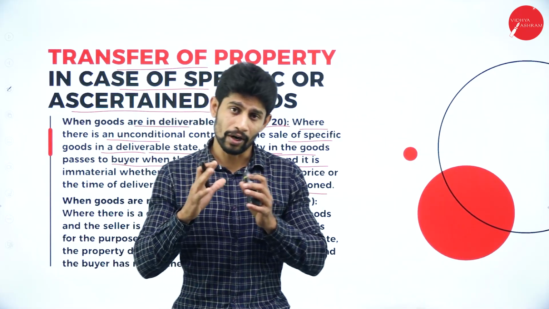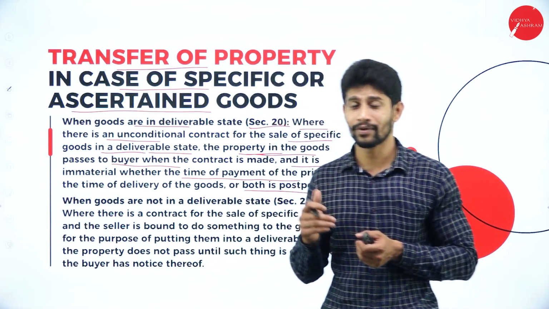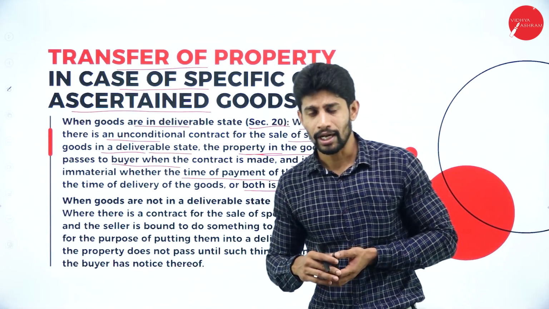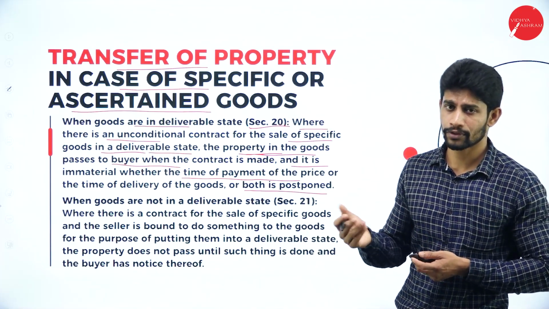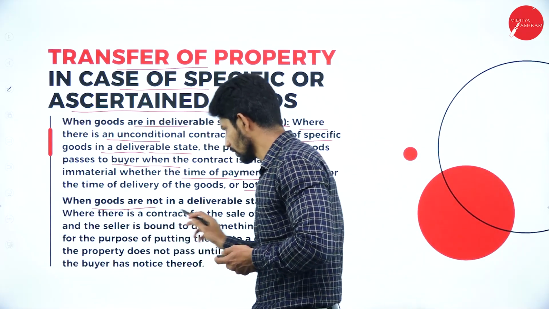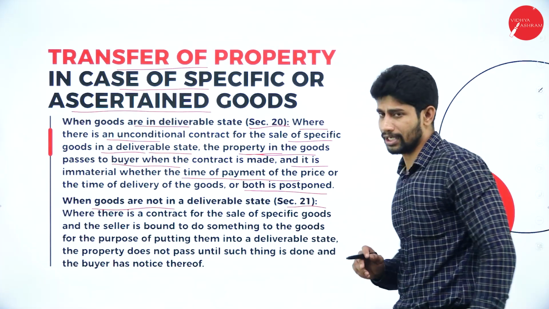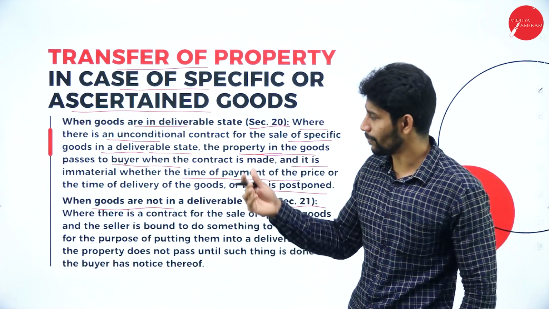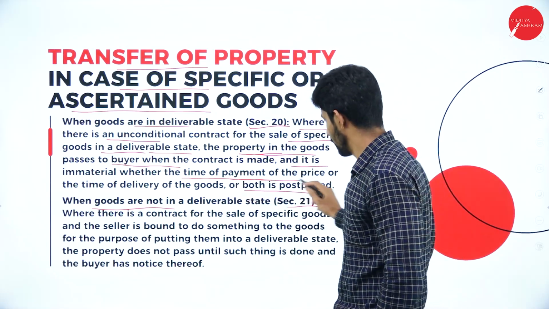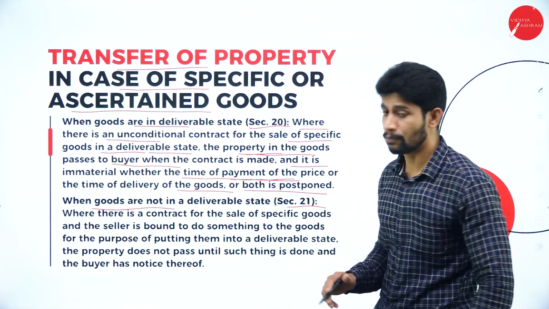Yes, once the contract is done, they will never worry about the payment or the delivery. They should transfer the ownership of the product and give the possession of the goods to the buyer. When goods are not in a deliverable state, section 21: when the contract is unconditional, the buyer will have the right to possession of the goods even if the time of payment of price or time of delivery of goods are both postponed.